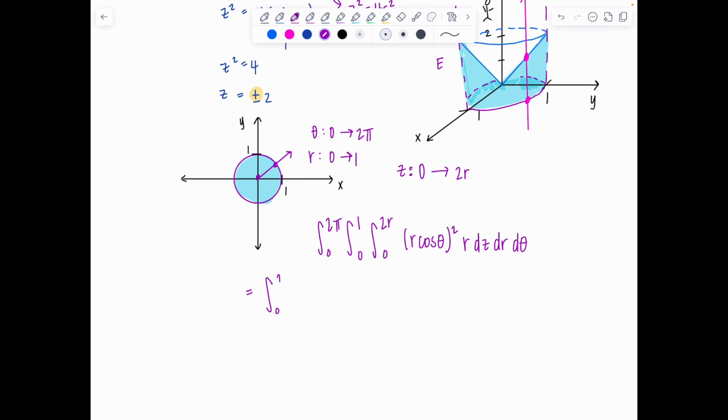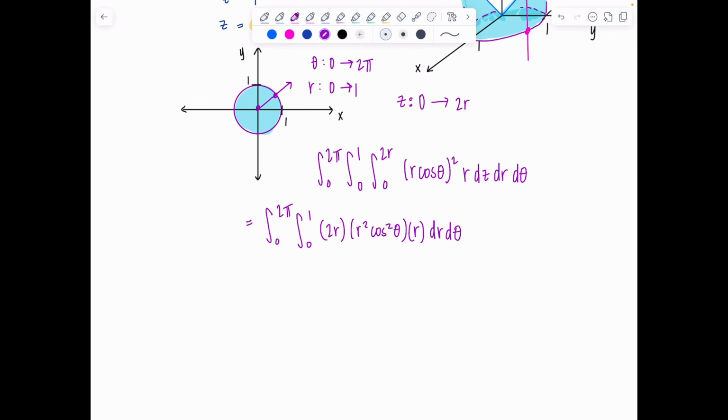This will be the integral from 0 to 2 pi, 0 to 1. Now, I don't see any z's, so if I integrate with respect to z, then I'll just pick up a z and evaluate it from 2r to 0, so I'll pick up another 2r as well. So I've got 2r, and then this is r squared cosine squared theta, and then another r, dr d theta. Good, good, good. Now let's see here. Can we take any shortcuts? We can split it into two integrals of a single variable, right? Because everything's a product of r's and thetas, and all my limits are constants.